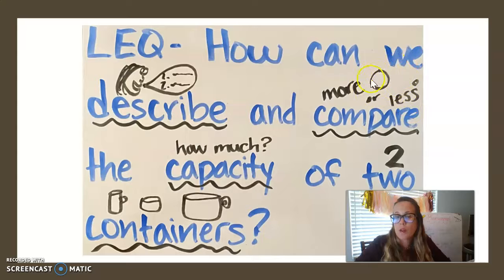So here I drew a big circle to help you remember it's going to be more, and then a little circle to help you remember it's going to be less. And the capacity, how much? How much can it hold? For the word two, I also wrote the number two so you could remember how to read that. And then containers are, think like a cup, a bowl, a mug, things that can hold water would be a container. Okay, my friends? So we're going to read it one more time, and this time I want you to try reading it with me, okay?